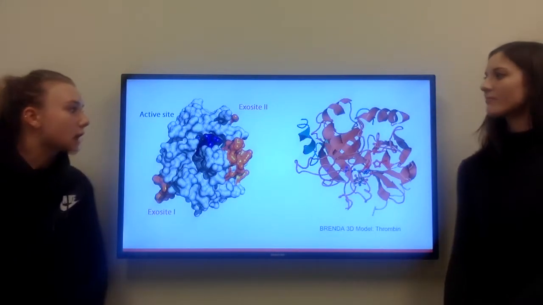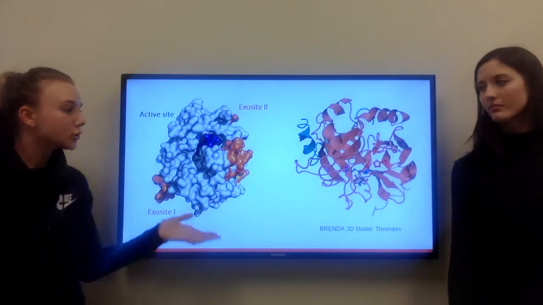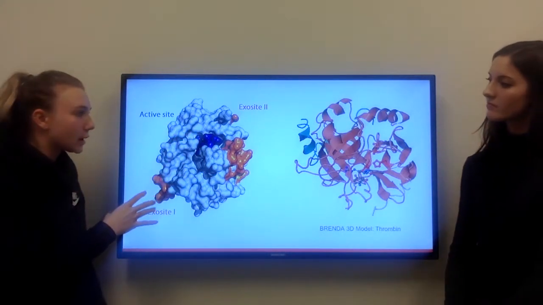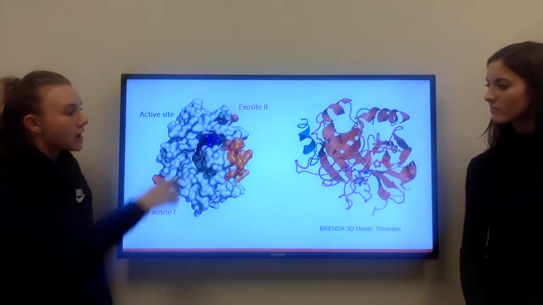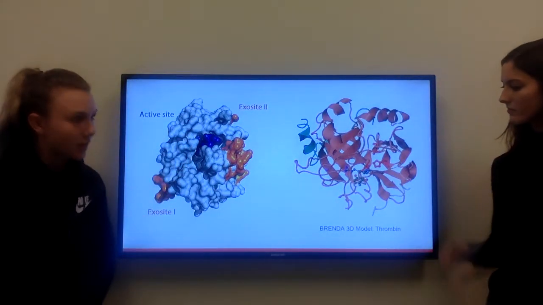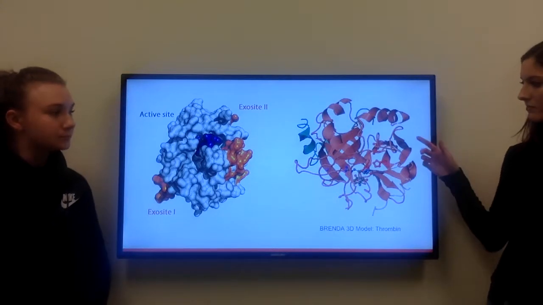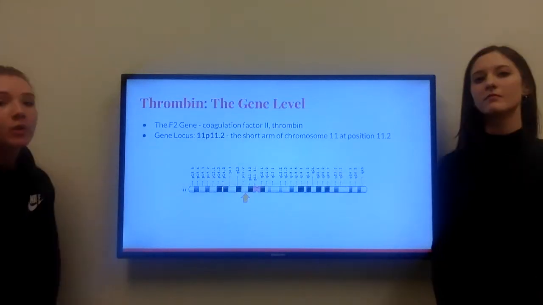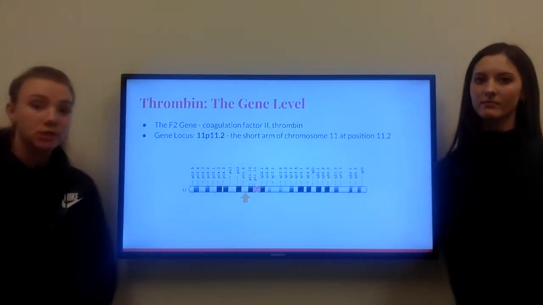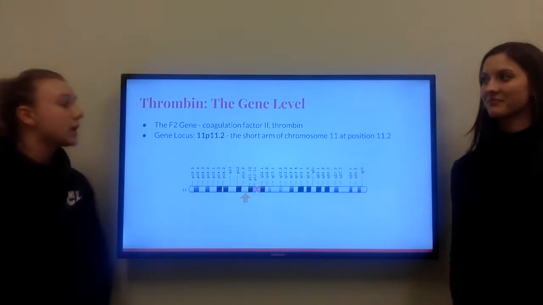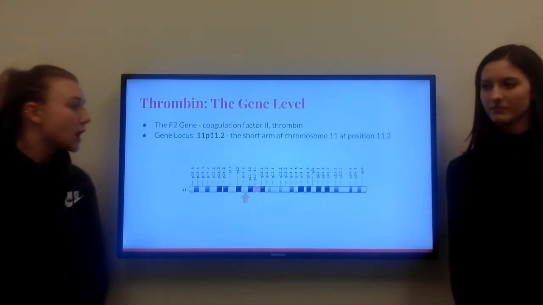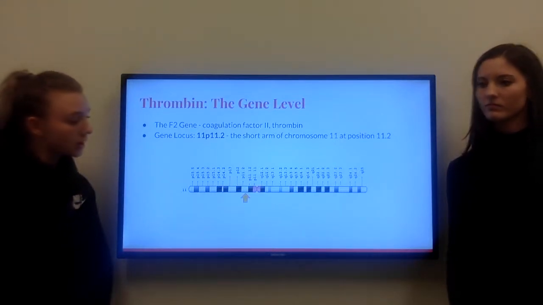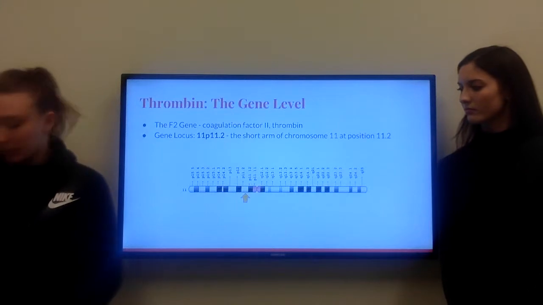And here you'll see that we have two cool structures of our protein. We have this globular thing right here where you can see the exosites a lot better. Exosite 2, exosite 1, and the active site pocket, and then over there by Sierra, you can see the domains and the active site residues. So thrombin at the gene level, the F2 gene is the gene that codes for thrombin. It is called coagulation factor 2. It is located on the short arm of chromosome 11 at position 11.2, and I've included a graphic of chromosome 11 for you to be able to visualize that.